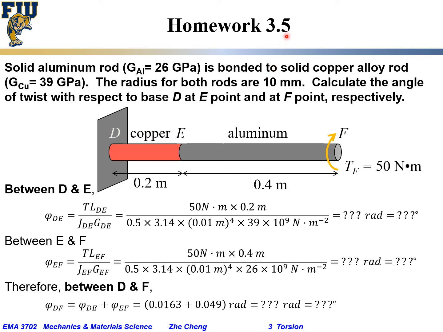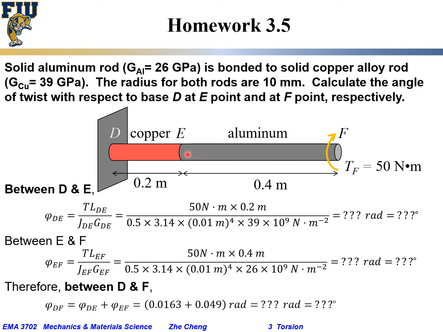Homework 3.5. We have a solid aluminum rod with shear modulus G of 26 gigapascal. The aluminum rod is bonded to a solid copper alloy rod of the same radius, but the copper has a shear modulus of 39 gigapascal. The radius of both rods is 10 millimeter.